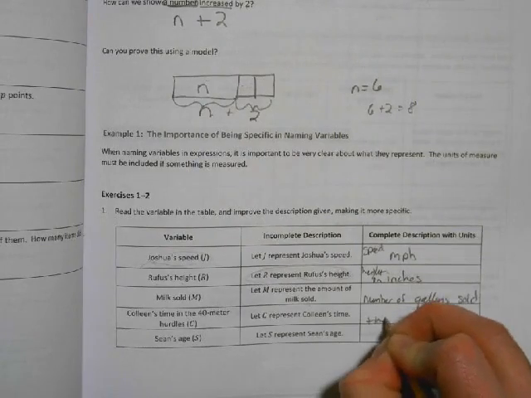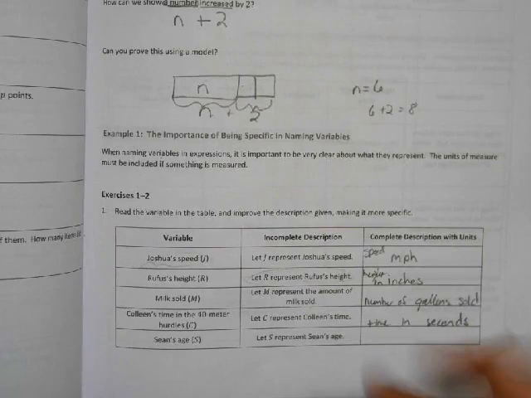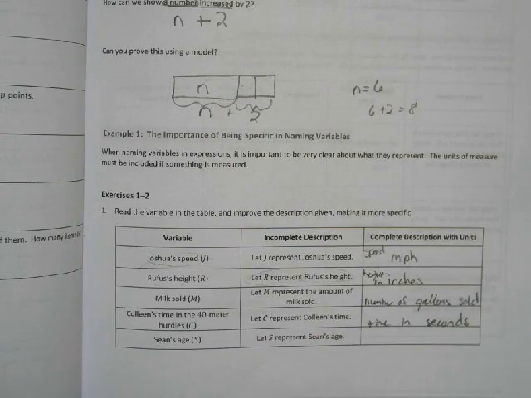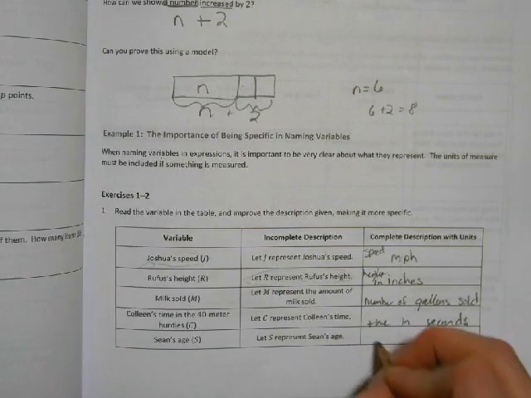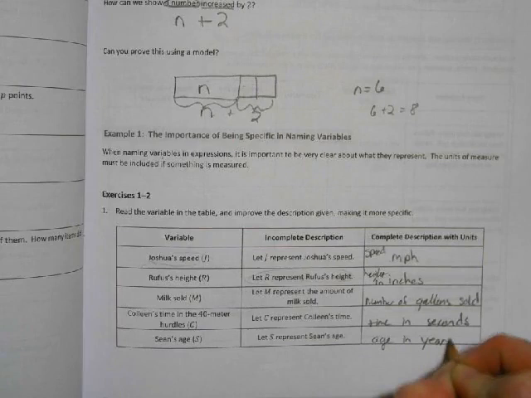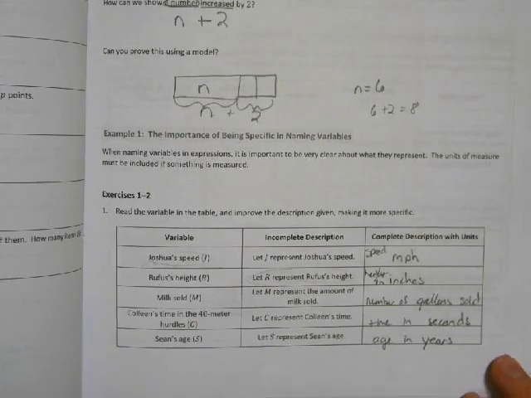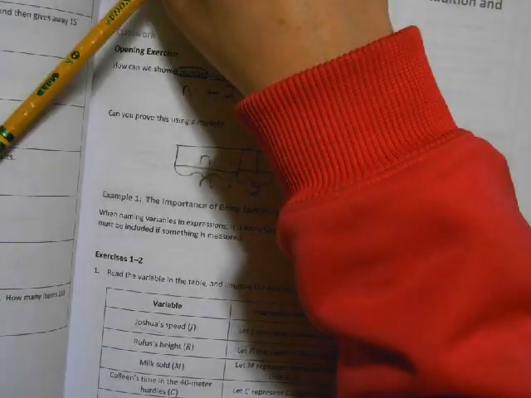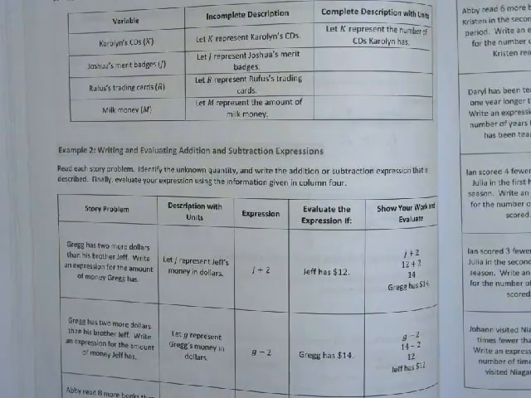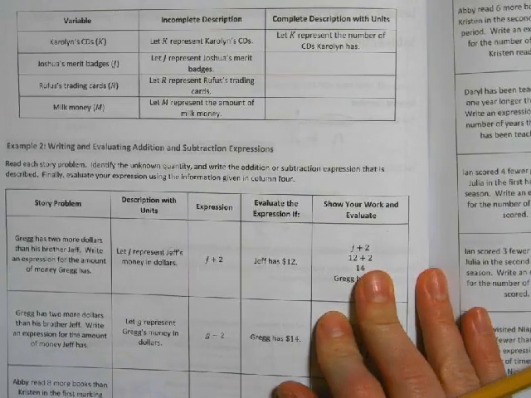And this would be time in seconds, because if she's running 40 meters, that's really short, we'd want to measure it in seconds. And then we have Sean's age, and what do we measure age in? And this could be age in years. You could say age in months. You could even say age in days. All of that would work just fine. Carolyn's CDs, and they show here, it represents the number of CDs Carolyn has.